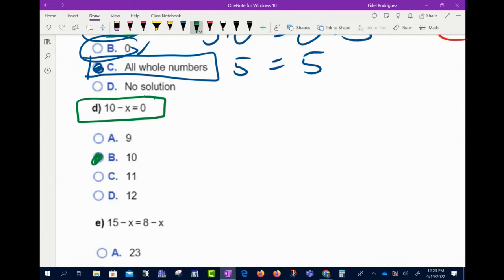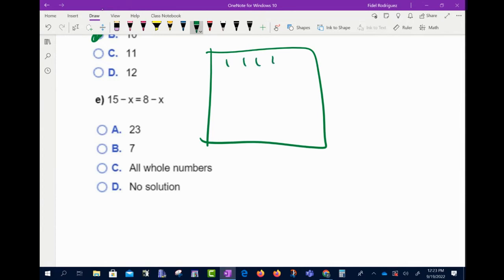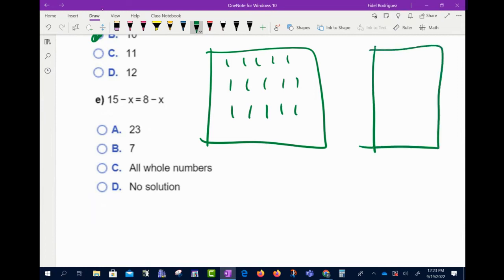All right. So part E. Part E says, look, we have 15 blocks. I'm not going to draw 15 blocks, but I'm going to go 1, 2, 3, 4, 5, 3, 4, 5, 1, 2, 3, 4, 5. And we have 8 blocks. I'm going to do these in red. 1, 2, 3, 4, 5, 1, 2, 3. Okay. What we're saying here, y'all, is 15 minus a certain number of blocks would be the same thing as 8 take away a certain number of blocks.